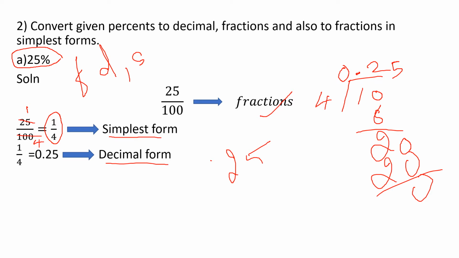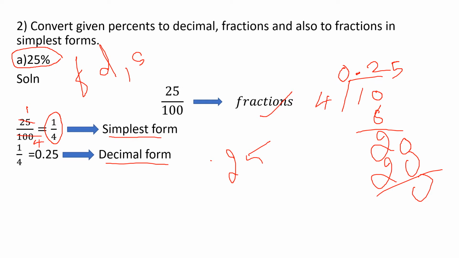Understood, children? If they have given the percentage, how will we convert it into a fraction? We all know 25% means for 100 we are getting 25. So we will write 25 by 100. Next, the simplest form: cancel it. Just till you can't cancel, cancel it and write it down. So 1 by 4 we cannot cancel, so that is the simplest form. Next, to convert into decimal, just divide and write the answer.